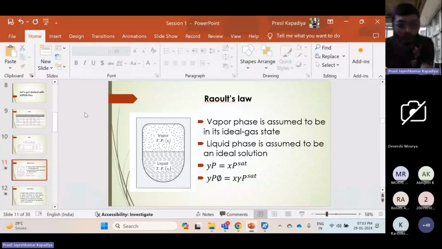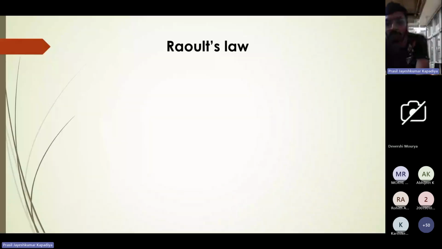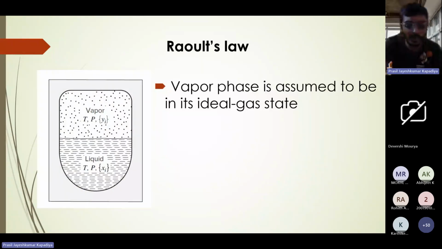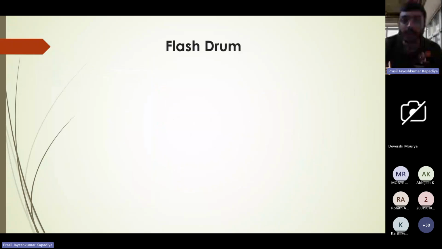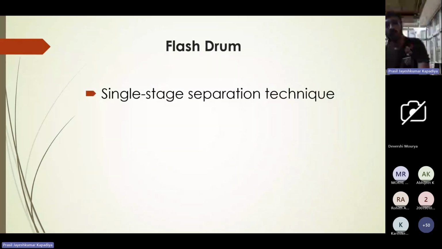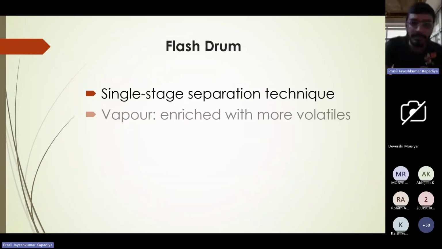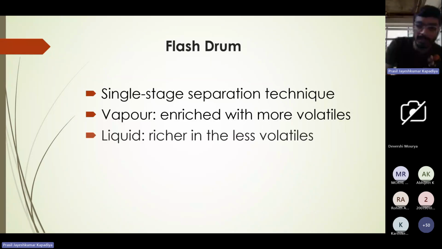Okay, so we will be working with Raoult's law for today's session. And there is one example with the Wilson equation also that we will see when it comes. So first, we'll be seeing the flash drum. A flash drum is nothing but a single stage separation technique in which the vapor stream is enriched with more volatile components and the liquid stream is enriched with less volatile components.